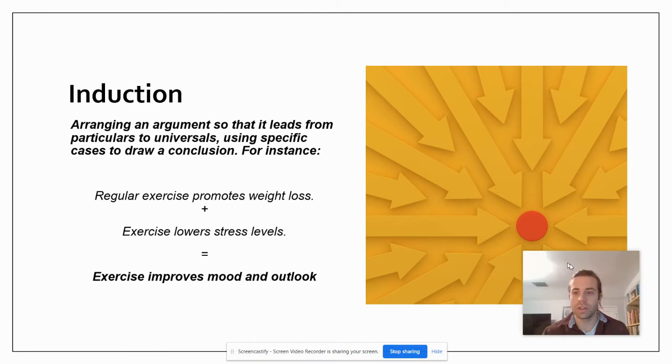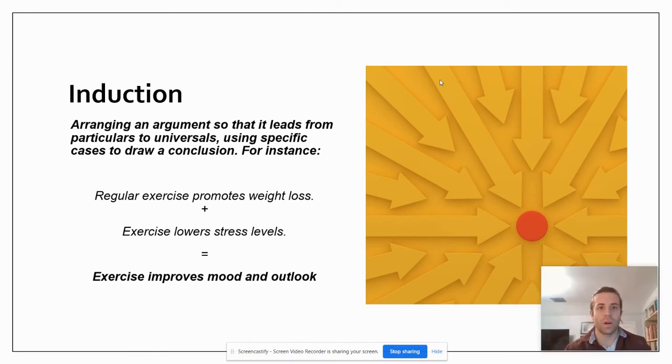So induction in an argument means that we are taking pieces and parts. We're taking our specific pieces of evidence and lining it up to say, when we look at all of this, here is the logical conclusion. For example, we'll look at some specific ideas here. If I can prove that regular exercise promotes weight loss, and I can prove exercise lowers stress levels, then I can prove, like putting these two things together, that ultimately exercise improves mood and your outlook, right?